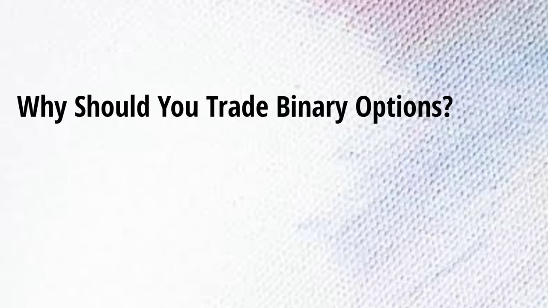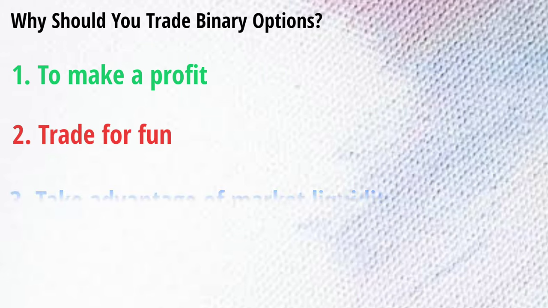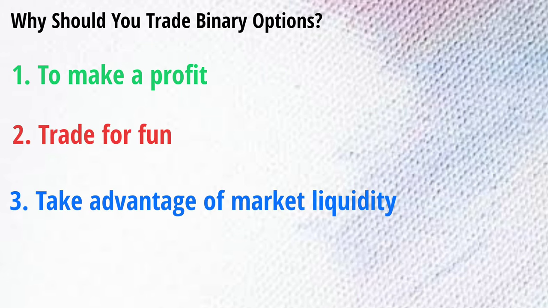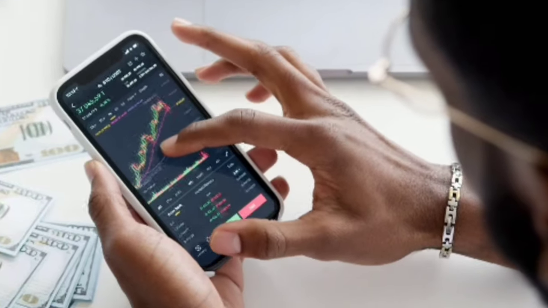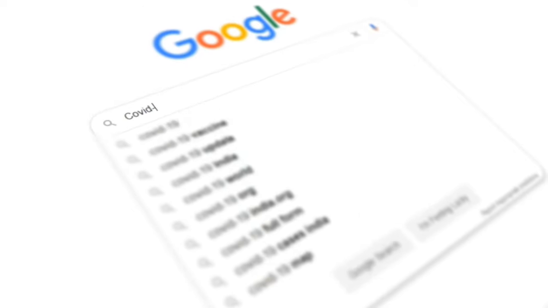So why should you trade fixed time trades or binary options? The main reason why you should trade FTT is to make a profit on the traded asset. You can also trade for fun. You can trade to take advantage of the forex market liquidity, among other reasons. Different traders use different strategies to predict the future of assets and to make money trading them. One such strategy is news trading.